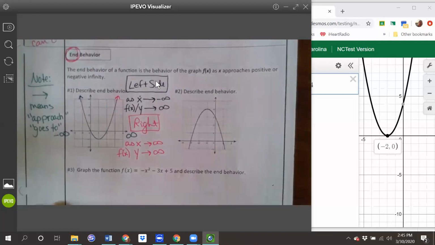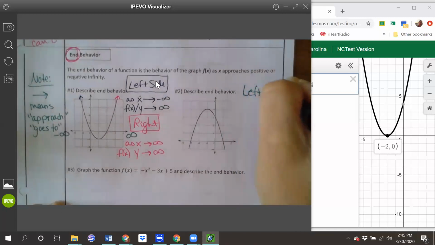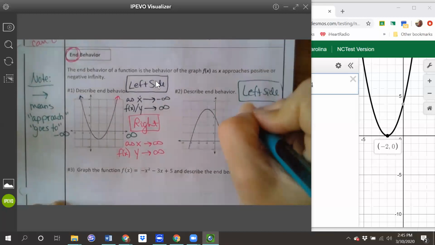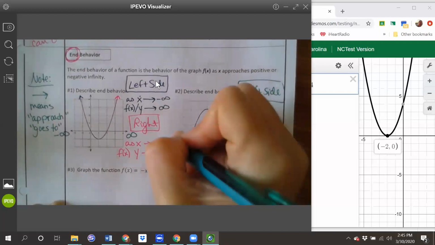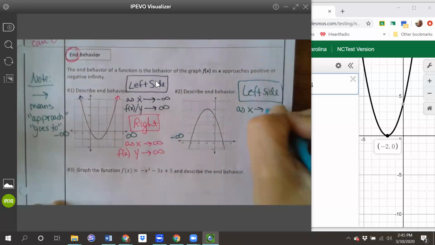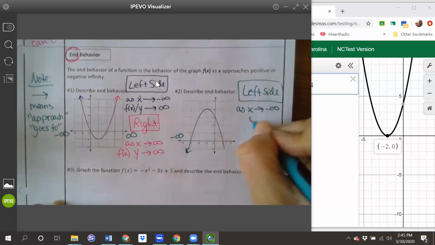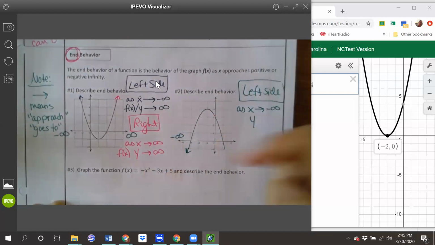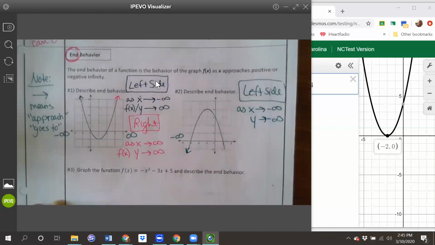All right, let's take a look at number 2. So I'm going to start on the left side first. As x gets closer and closer to the left side, which is negative infinity, where is the graph heading in the y direction? It's going down. So that would be negative infinity.